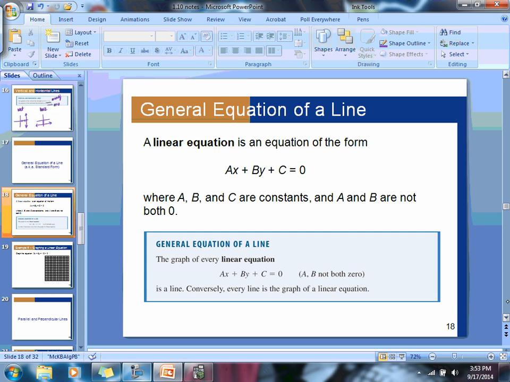So now we're going to talk about the general form or the standard form for the equation of the line. Your book calls it general form. I like standard form. And the book also presents it this way, ax plus by plus c equals 0. You might know it as ax plus by equals c. That's the standard form that you get taught freshman, sophomore, junior year.